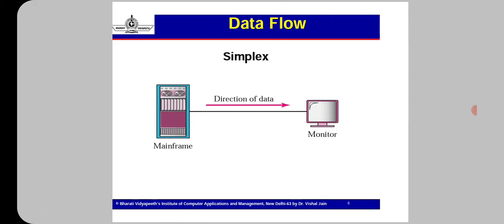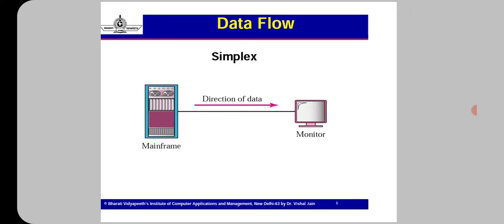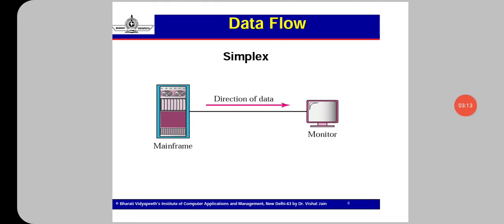So in simplex mode, communication is done in only one way. That is, in simplex we use unidirectional communication, either from sender to receiver or from receiver to sender at a time. It takes only one way of data transmission at a time. An example is a mainframe connected with a monitor.